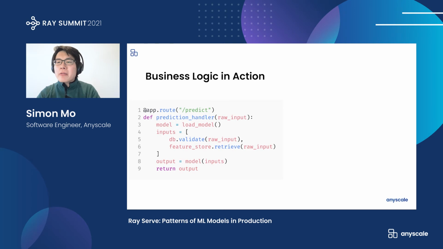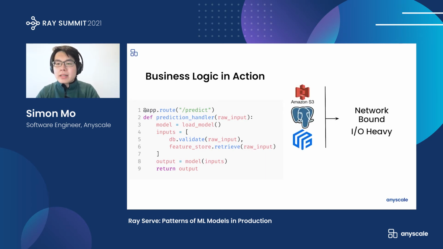However, there's one critical issue around business logic in machine learning-based applications. Let's take a look at the pseudocode on the left. Let's say we first load the model, say from S3, and then validate the input using the database, and then look up some pre-computed feature from the feature store. And once we have completed all this business logic, then the input is passed through the ML models. Can you spot the issue here?